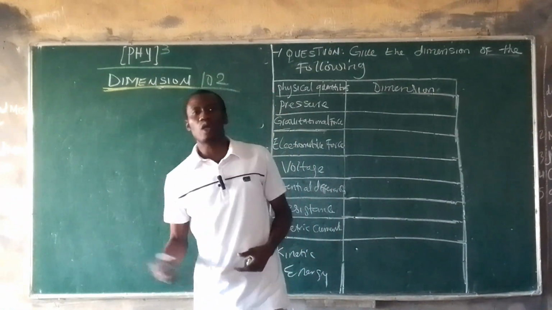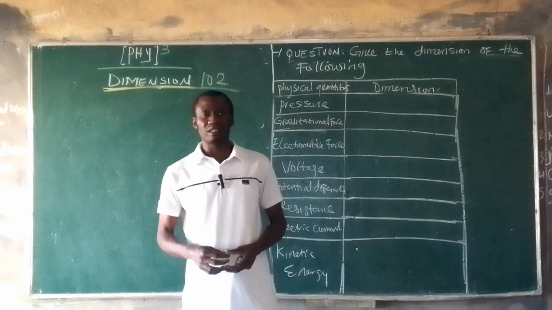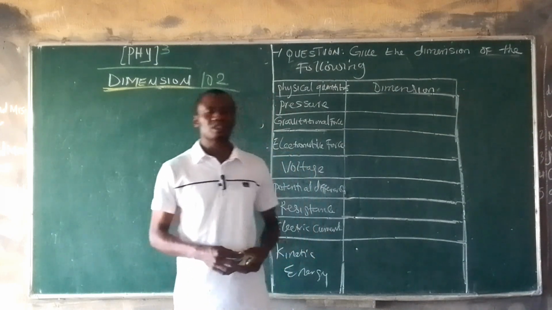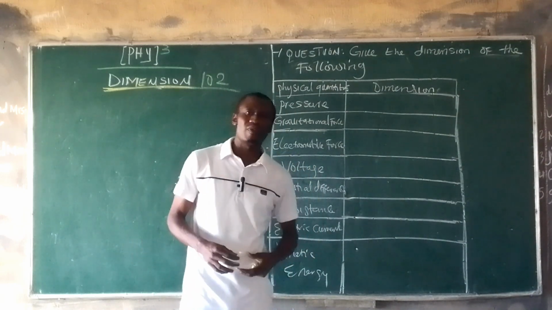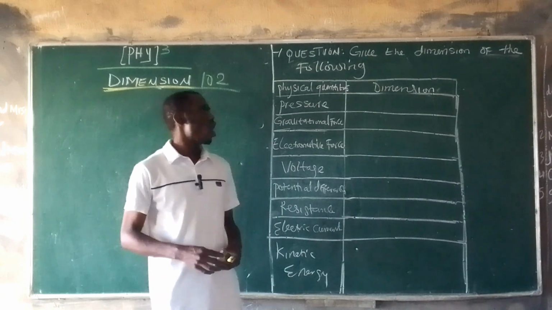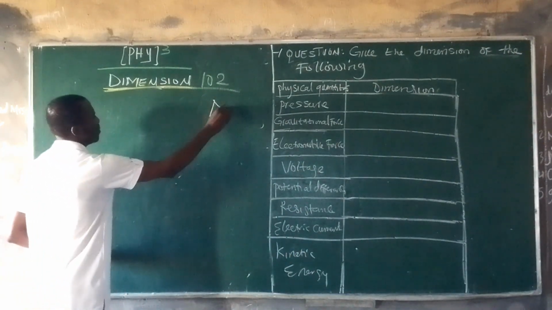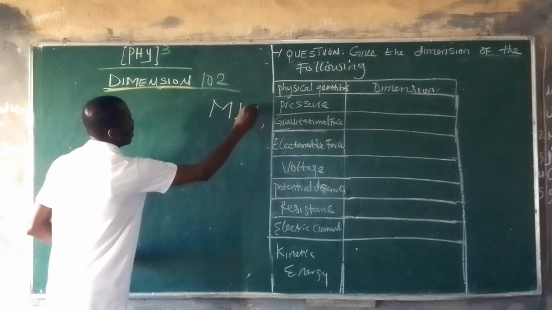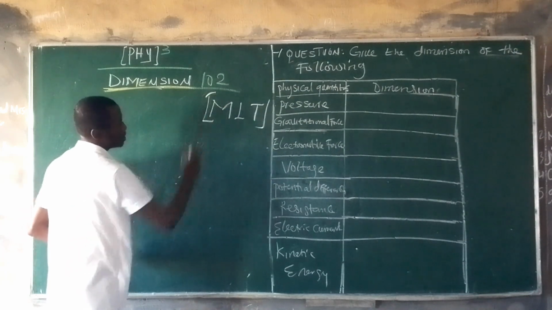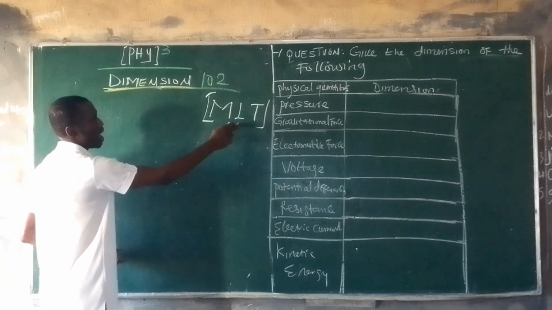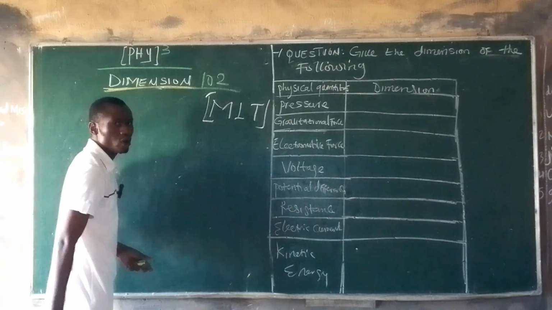In this video, we're looking at dimension in physics. This is the second series. We have taken the first series where we defined dimension and the uses of dimension. But in this series, we need to recall that the base of our measurement is MLT. M is for mass, L is for length, and T is for time.